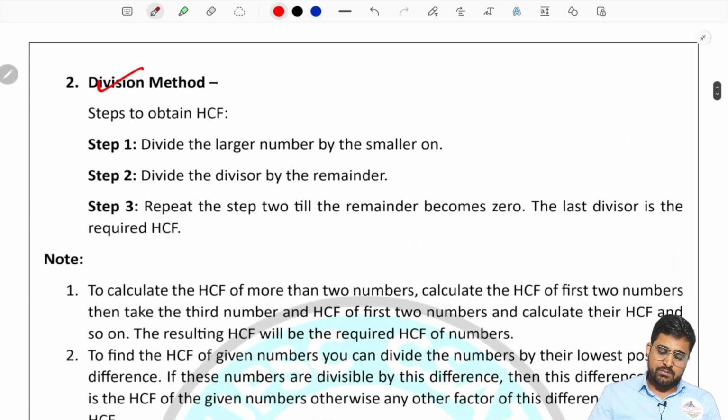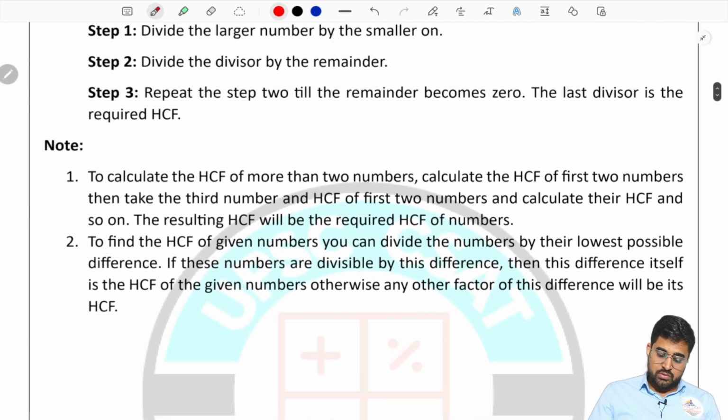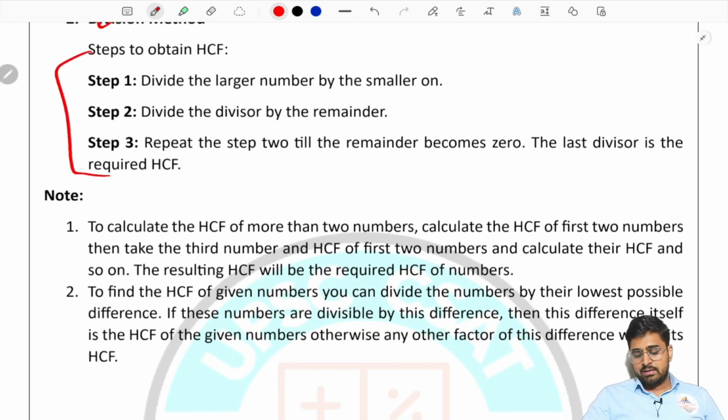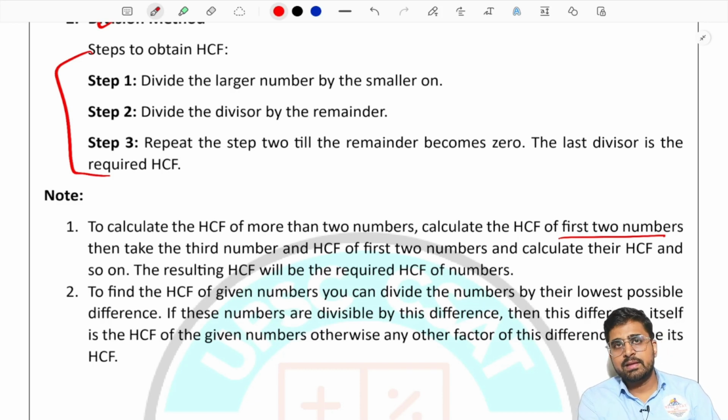This is also a similar method. Now let's read this first. These are similar, but the note is important, that's why it's mentioned here. What does the note say? To calculate the highest common factor of more than two numbers, calculate the highest common factor of the first two numbers and then take them. See, in the earlier one we just compared them, but in highest common factor the process is you have to solve the first two, then move on to the third one.